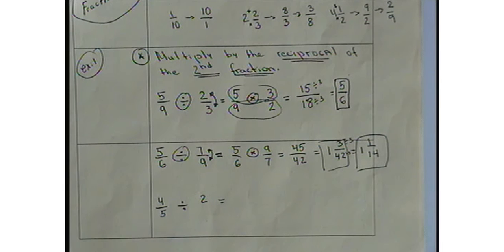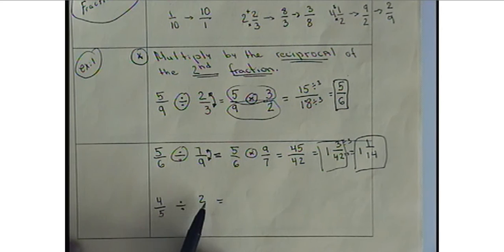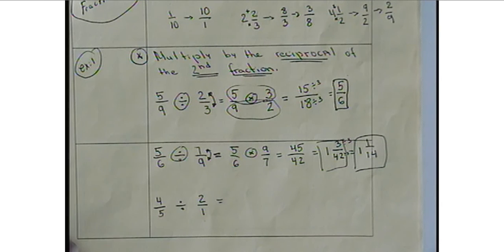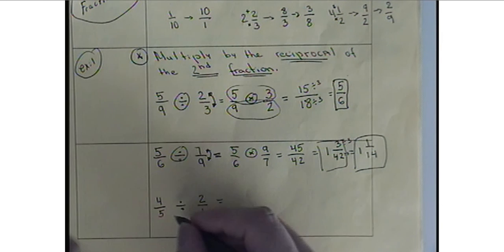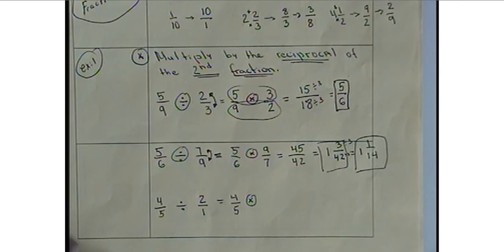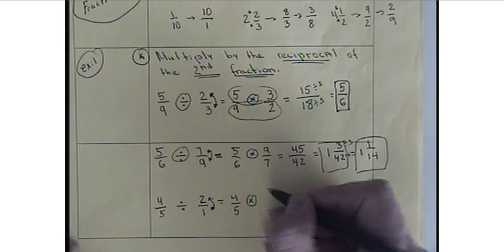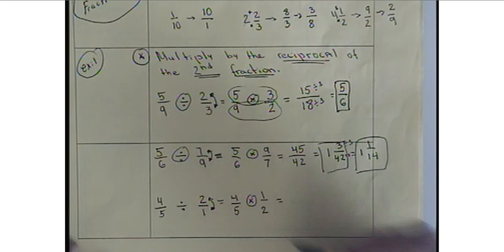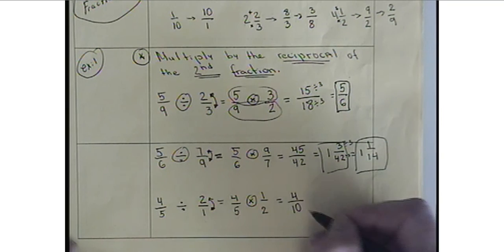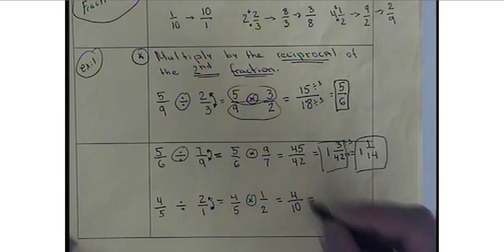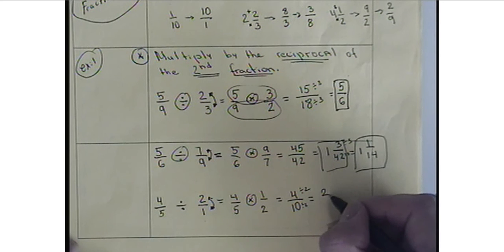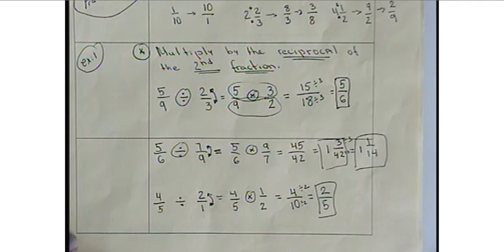Alright, next example, 4/5 divided by 2. Again, every time we have a whole number, make sure you put a denominator of 1. We will begin with the first fraction, 4 over 5. Then we will change the sign to multiplication, and then we're going to flip those two numbers. So it's going to be 1 over 2, which is equal to 4 times 1 is 4, 5 times 2 is 10. Both are even numbers, which means divisible by 2. If we divide by 2, we simplify to 2/5, and that will be my final answer here.